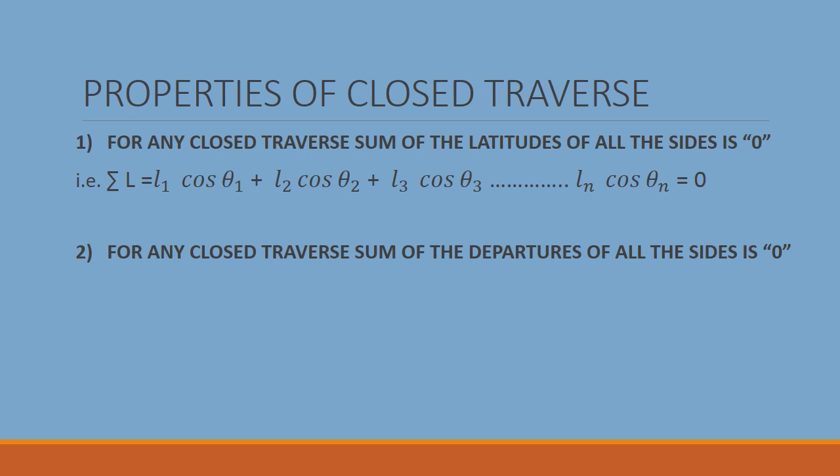Then another property is, for any closed traverse, the sum of the departures of all the sides is 0. Again the departures sum should be 0, which is given by summation D, or departure, equals L1 sin theta 1 plus L2 sin theta 2, and so on, and it should be equal to 0. This should be kept in mind.